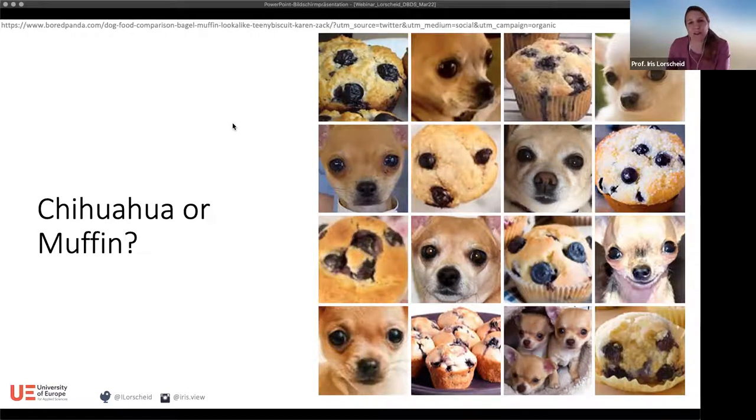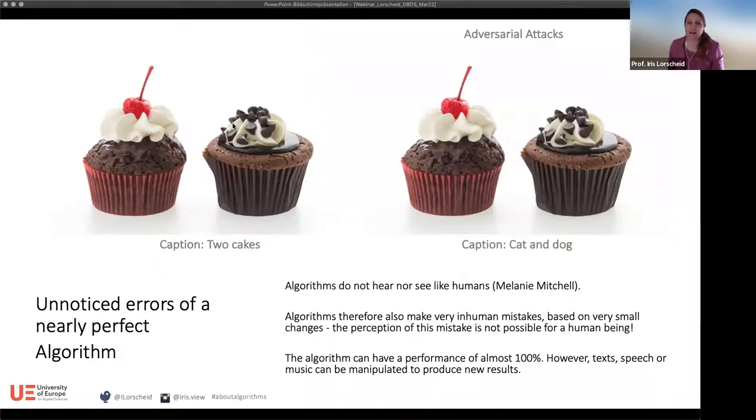Even though they are super performant, they think completely differently than we do. For example, in image classification, an algorithm can identify the left two cupcakes as two cakes and the right two cupcakes as cat and dog. It is because they see the picture completely differently to us. So they make very unhuman mistakes that are not obvious to us. An algorithm that performs almost 100% can perform differently without us knowing that there is any difference in the input.